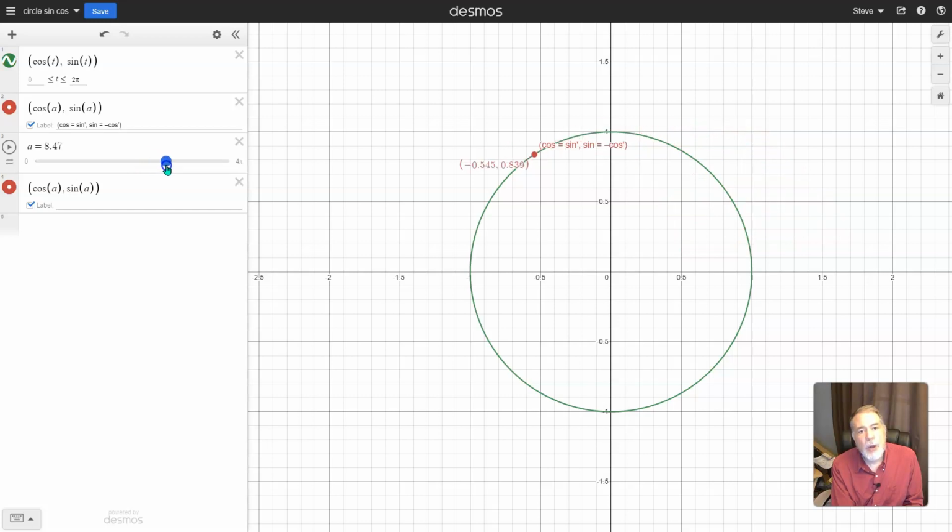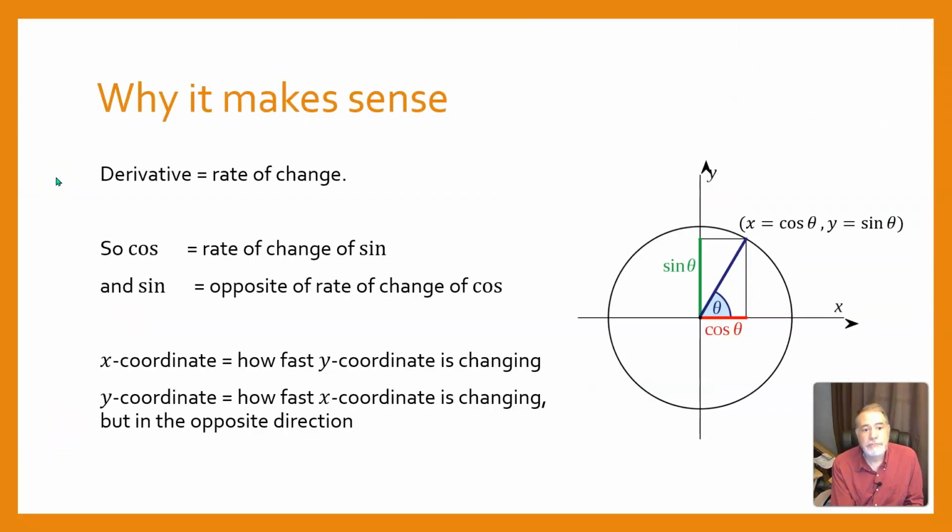So if you think about what happens as you go around the circle, what happens to the x coordinate, which is the cosine, and what happens to the y coordinate, which is the sine, maybe you can convince yourself that, yeah, it makes sense that the x coordinate is how fast the y coordinate is changing, and the y coordinate is how fast the x coordinate is changing, but in the opposite direction.